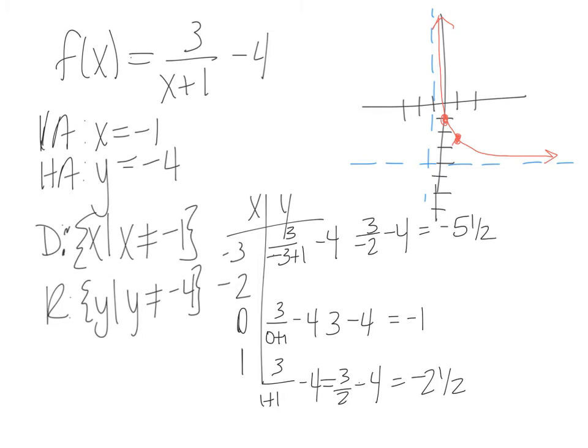And when I plug in -2, 3 over -2 plus 1, which is -3, minus 4, which is -7. So let's see, where are those points? At -2, it is -7. And then at -3, it was -5.5. Oh, I think I counted wrong on that. Let's erase this one. No, it's not wanting to erase that for me.